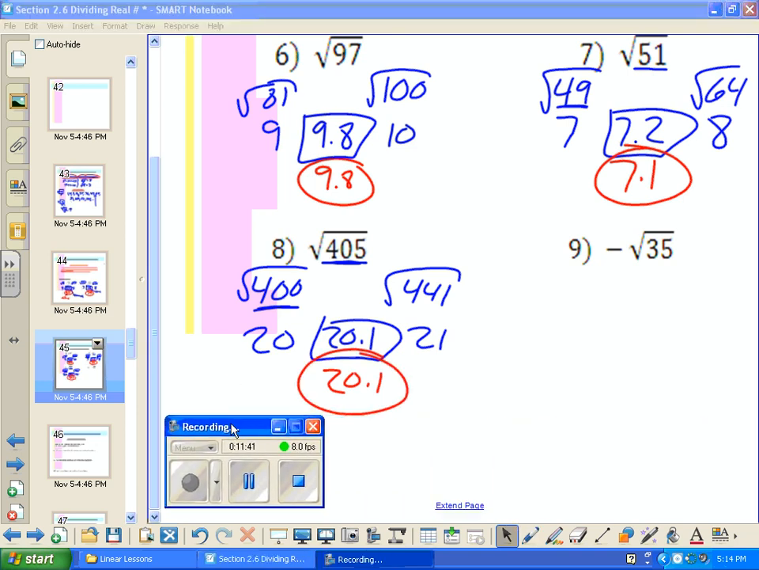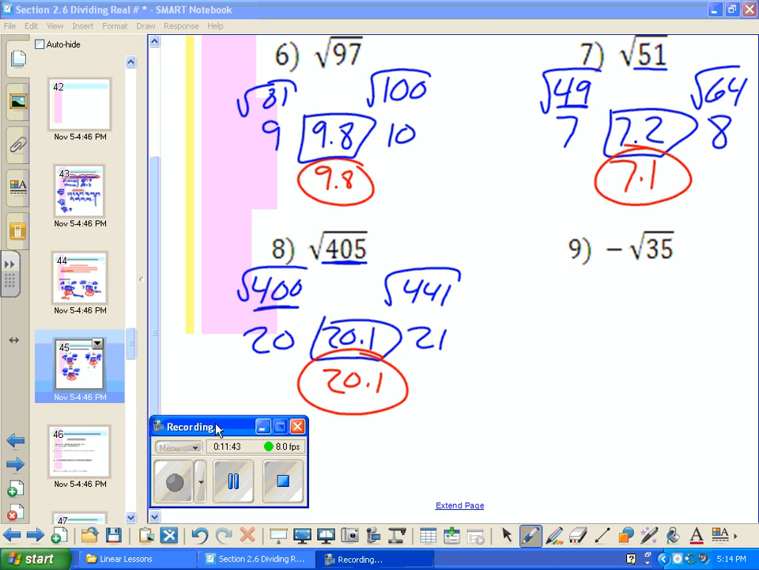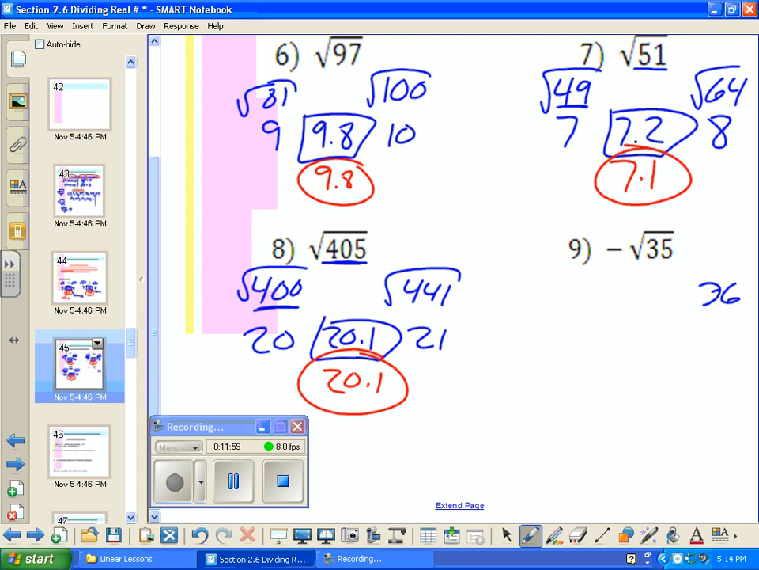That last one has the negative square root of 35. Again, even for one that has a negative with it, I'm still just going to pick the perfect squares that are close by to 35. So don't worry so much about the negative right away. That's just telling me to make my answer negative when I'm all done. In terms of perfect squares that are close to 35, I think 36 is right next to it. And that's 6.